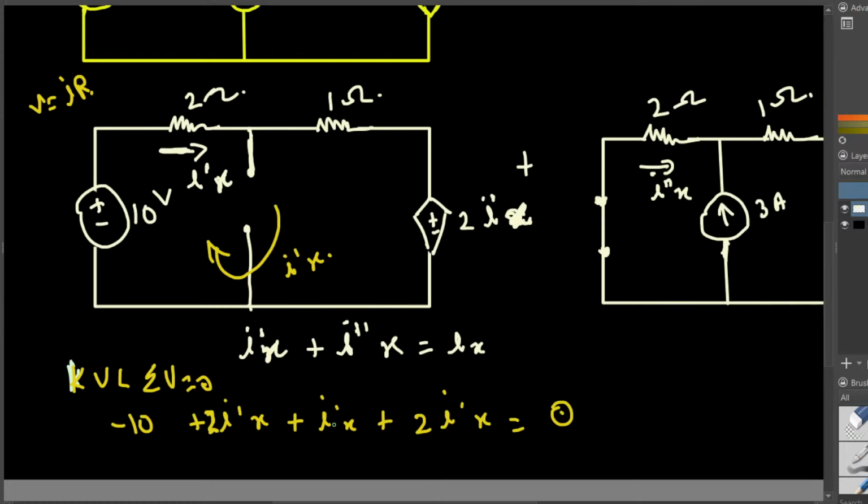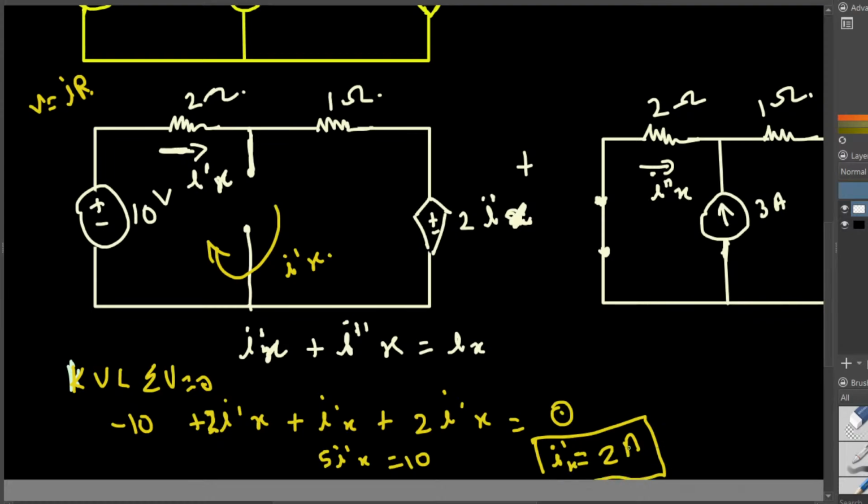2 I prime X, that's 3 I prime X, 3 I prime X plus 2 I prime X, that is 5 I prime X. 5 I prime X is equal to 10. Therefore, I prime X is going to be equal to 10 divided by 5, that is 2 ampere. Okay, this is I prime X.